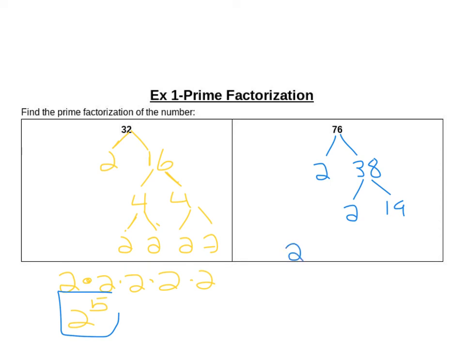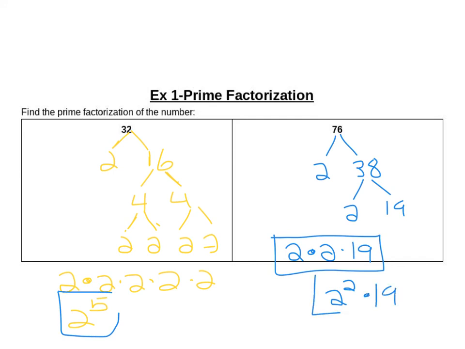So what we can look at doing here is 2 times 2 times 19. This is one way of writing out our prime factorization, but again, we will probably take a minute to combine those bases to 2 squared times 19 to get a more official prime factorization.